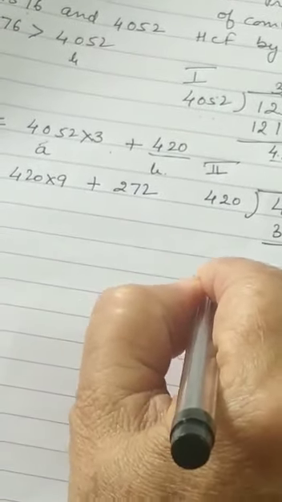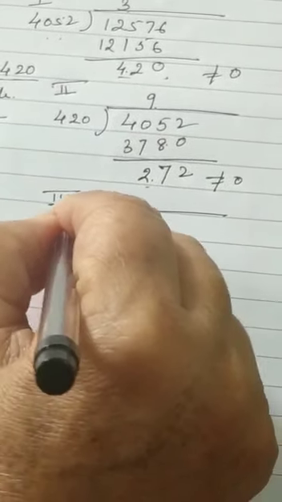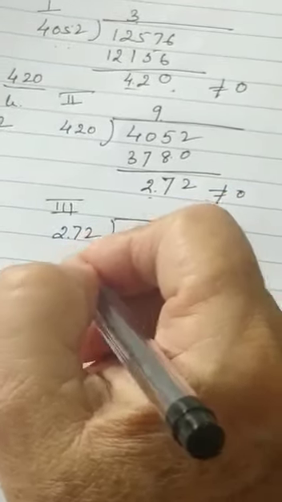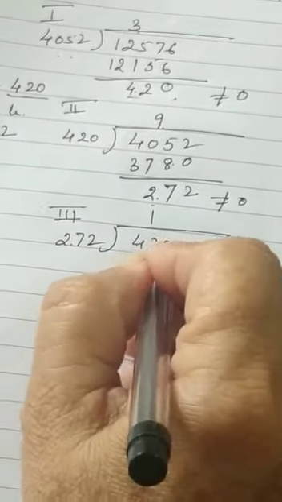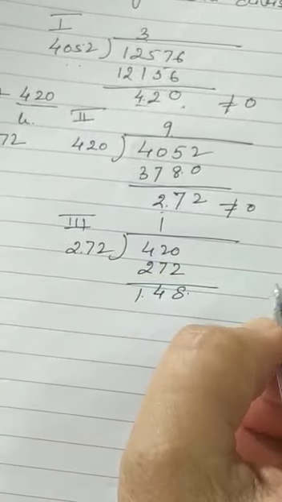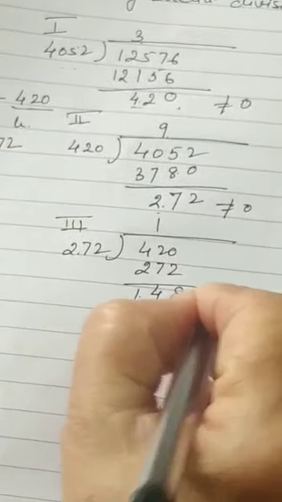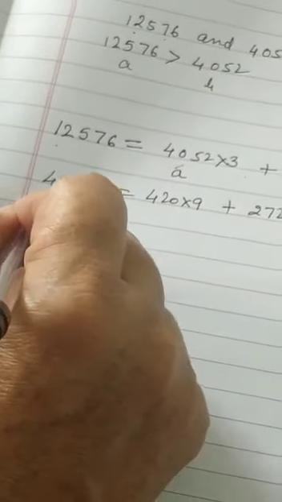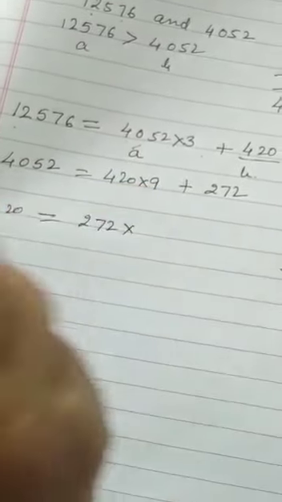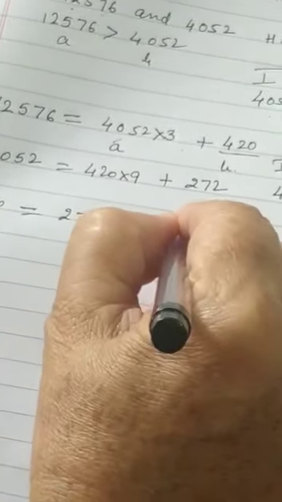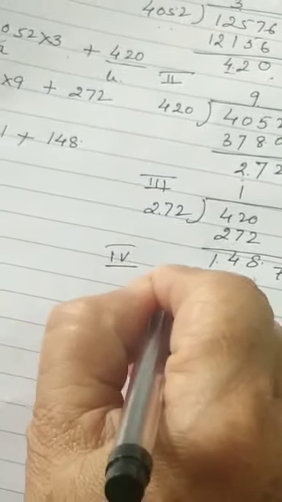Now third step, 420 divided by 272. सो किससे चलाएंगे? 1 time चलेगा ये. 148. This is the remainder. It is not again 0. So we write it, 420 is equal to 272 into 1 plus 148. Again, fourth step. What is the fourth step?